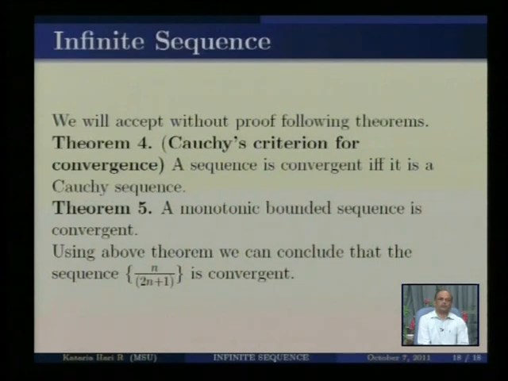We will accept without proof the following theorems. One is the Cauchy criterion for convergence: a sequence is convergent if and only if it is a Cauchy sequence. And theorem 5: a monotonic bounded sequence is convergent.